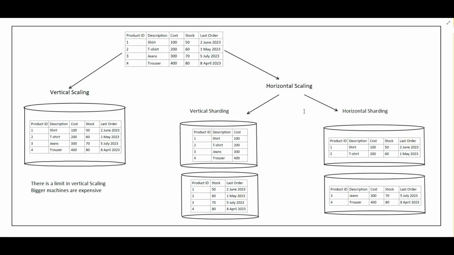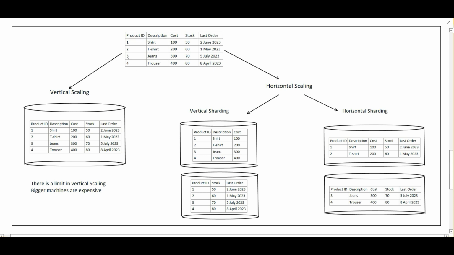Now let's see one example of scaling the database via vertical or horizontal scaling. Initially we have one table in the database, and we want to scale it via vertical scaling. The same table will go into the machine, and this machine can be increased in RAM, CPU, and disk size.